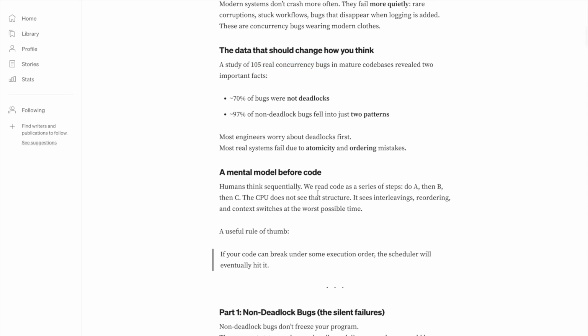Before diving in, we should have a very clean mental model. Humans think sequentially. We read code as a series of steps: first do A, then B, then C. The CPU does not see the same structure. It always wants to optimize its execution. So it sees interleaving, reordering, and context switches at the worst possible time, just to optimize its availability. A very useful rule of thumb that you should have is, if your code can break under some execution order, your scheduler will eventually find it.